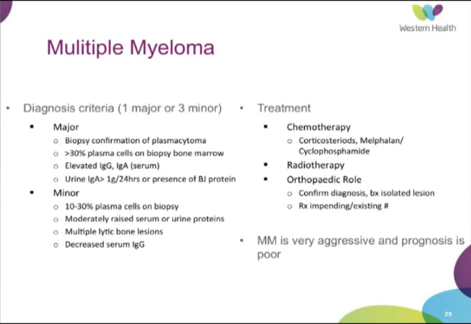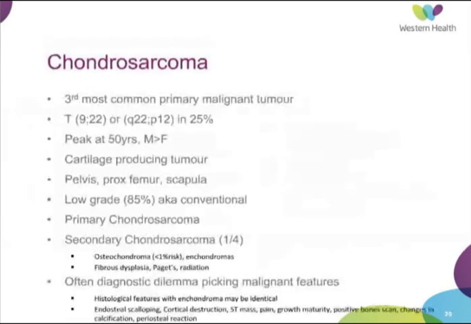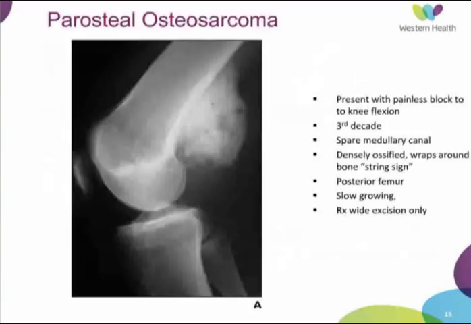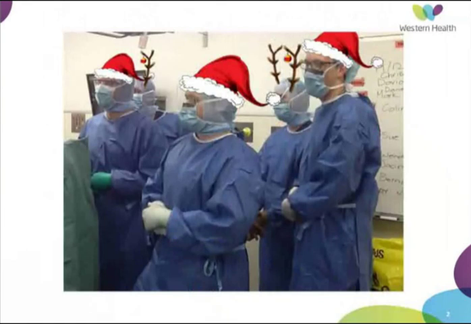Treatment consists of chemotherapy, steroids and cyclophosphamide or melphalan. Radiotherapy is often used to treat the pain and to reduce the bulk of the lesion, and the orthopaedic role in treatment of myeloma is often either confirming the diagnosis, which involves biopsying the isolated lesion, or treatment of impending or existing fractures that occur. As I said earlier, multiple myeloma is very aggressive and the prognosis is poor.